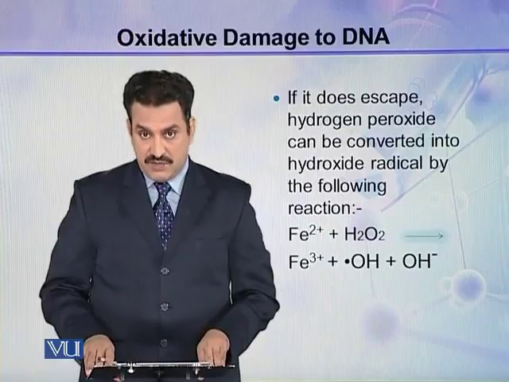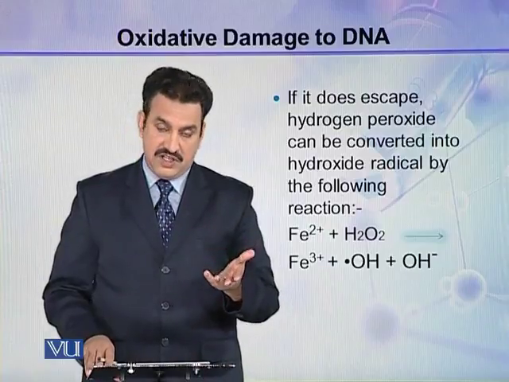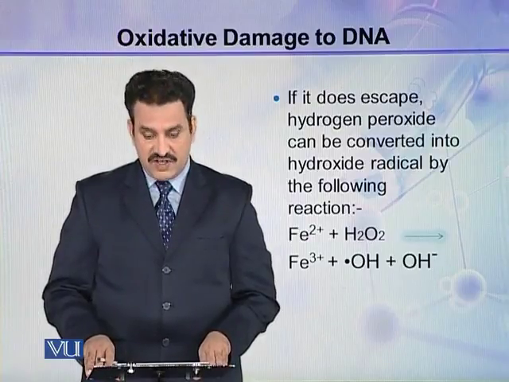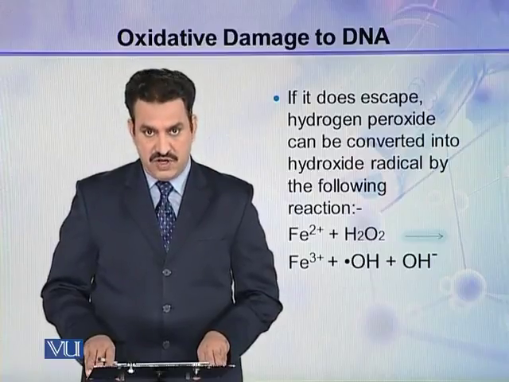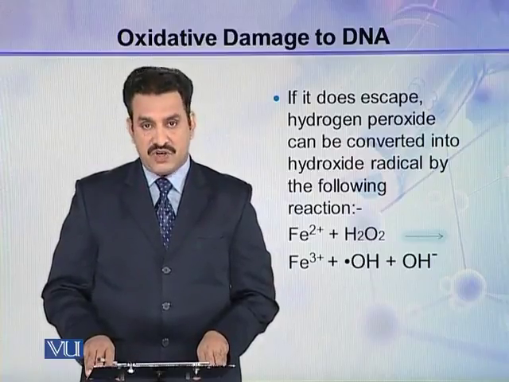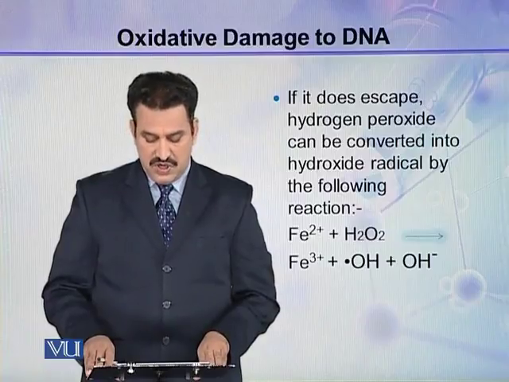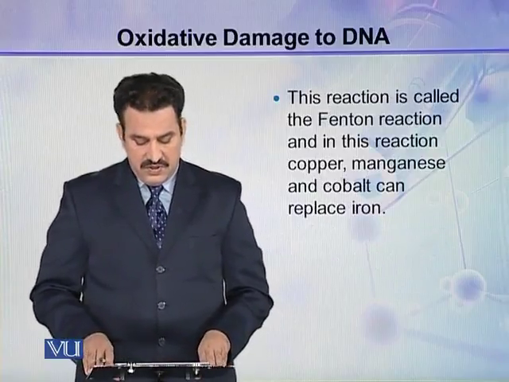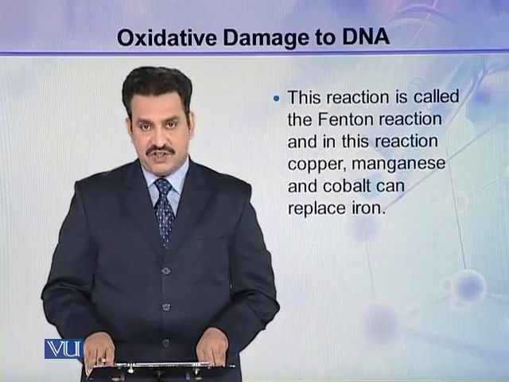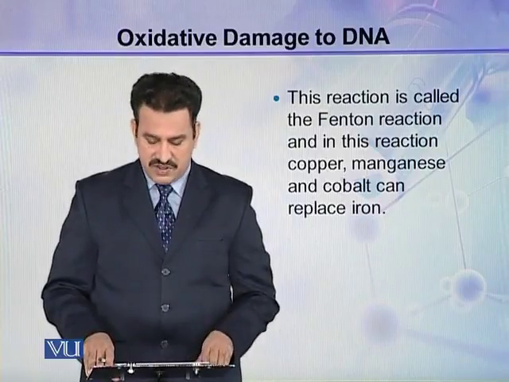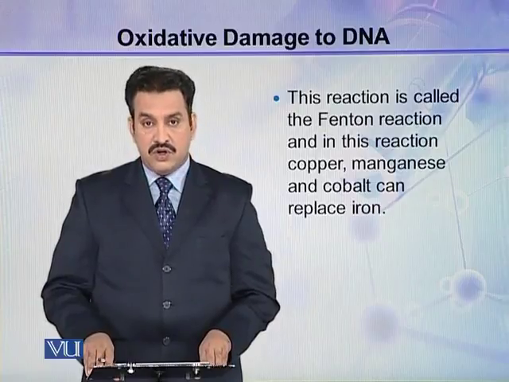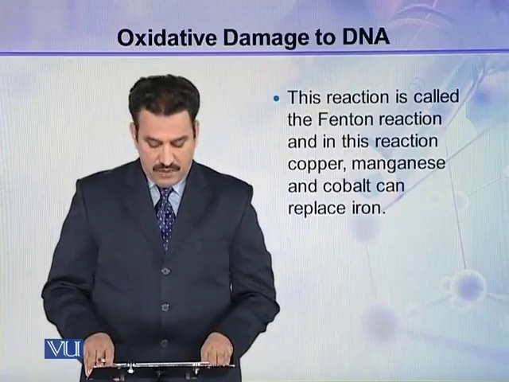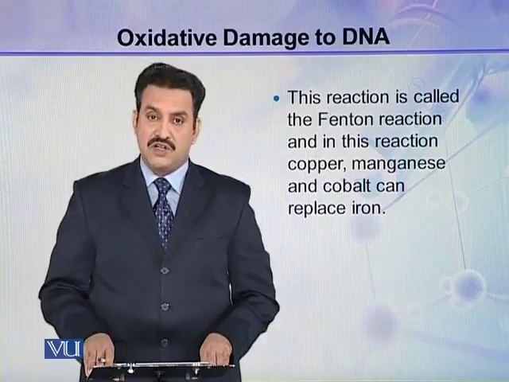If it does escape from these enzymes, hydrogen peroxide can be converted into hydroxyl radicals by the following reaction, in which iron and hydrogen peroxide react and produce hydroxyl radicals. This reaction is called the Fenton reaction, because Fenton was the scientist who discovered it. And in this reaction, instead of iron, sorry, copper, manganese and cobalt can also be used.